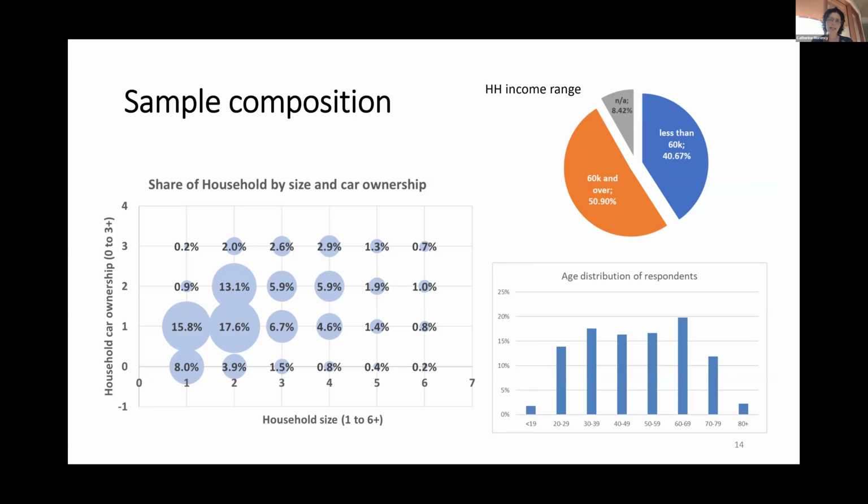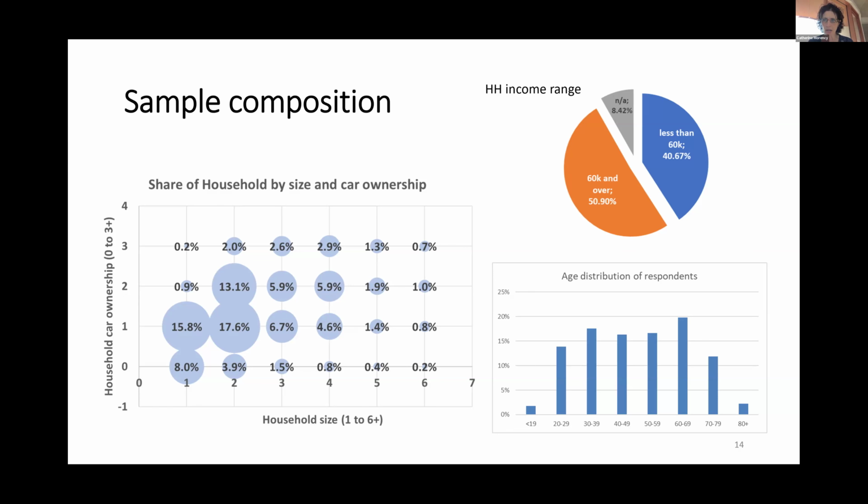So when we look at the sample composition, you see on the left the distribution based on household ownership and household size. So it's the combination of both. So we see that we have households with no car, so it can allow us to see where the dominant type of household is. So of course you have these single and two-person households with 0 or 1 car, and of course it's something that we're expecting.